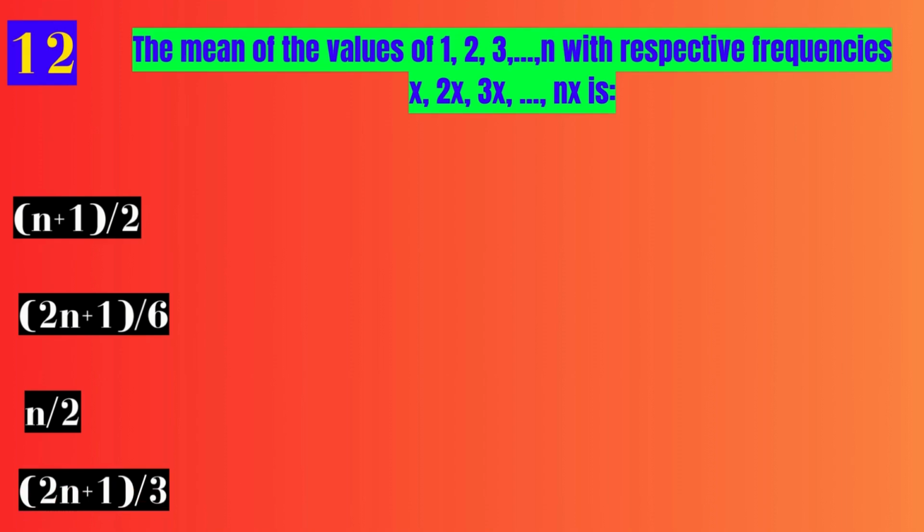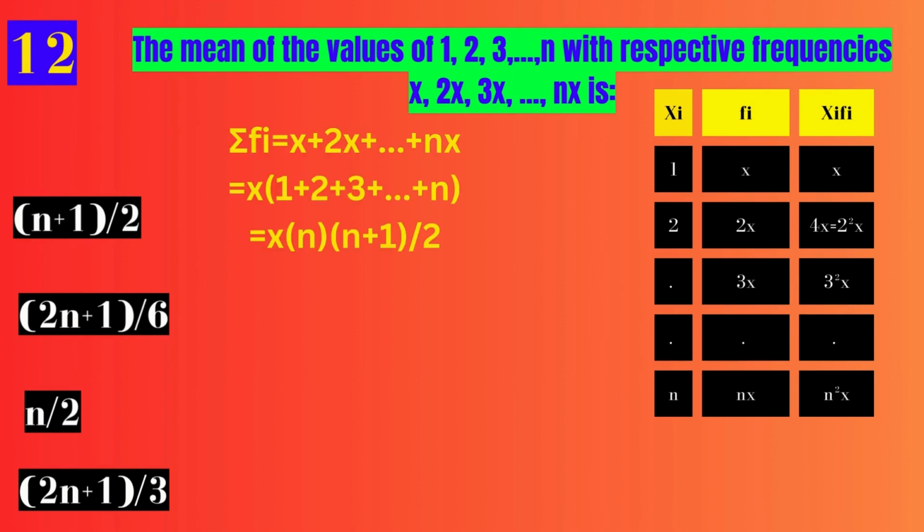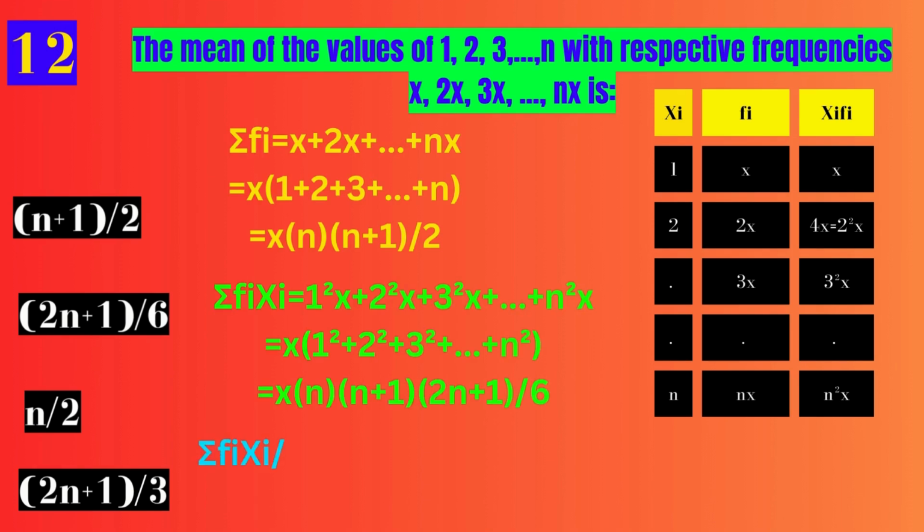First, we will construct a table having 3 columns, one for values of x, second for their respective frequencies, and third one for the product of the first and the second column. Then, we'll sum the second and third column, putting the value of the sum of the third column in the numerator and the sum of the second column in the denominator of the formula of weighted mean. At last we'll get (2n plus 1) divided by 3.